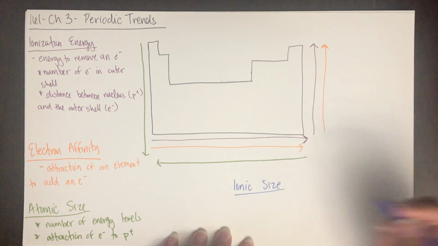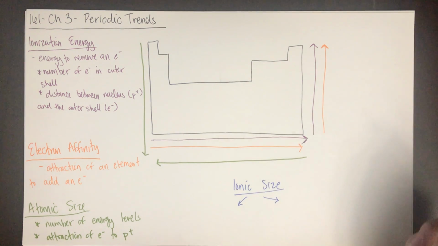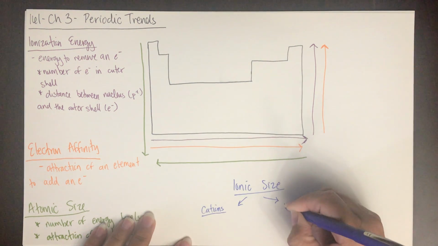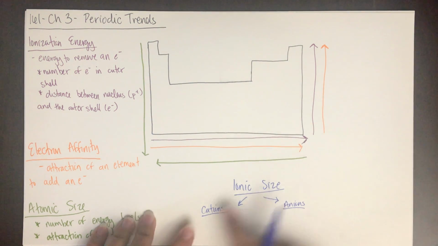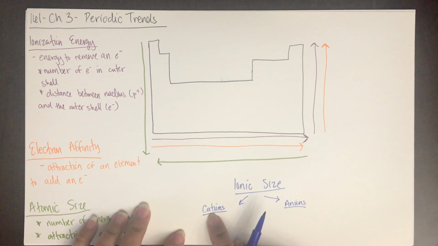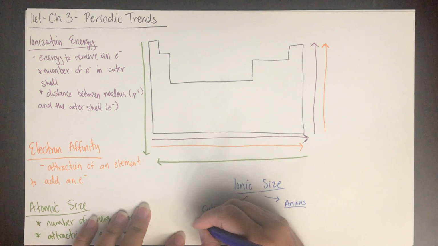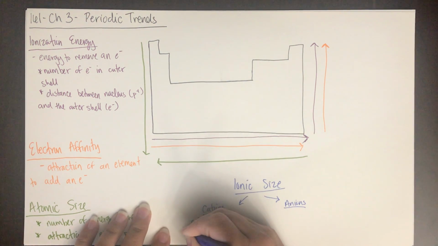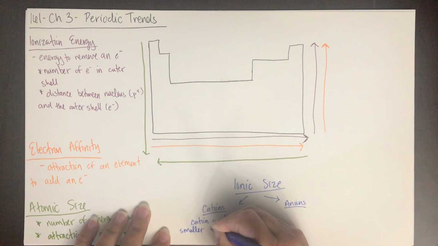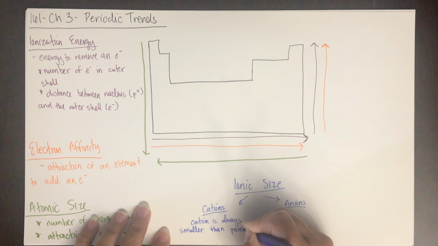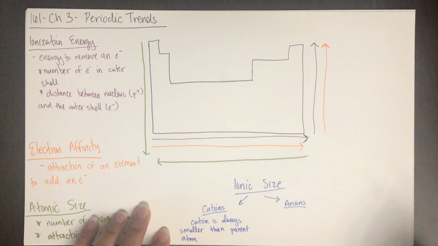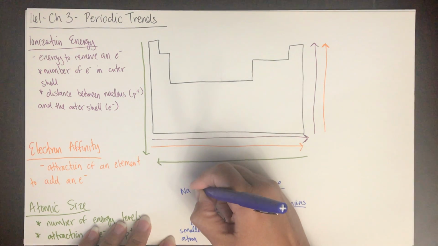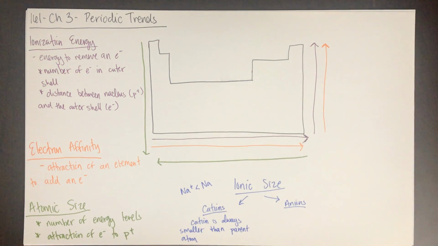So there's kind of two things happening here. There's cations and anions. The cation is always smaller than the parent atom. Which means the sodium ion would be smaller than the sodium atom.